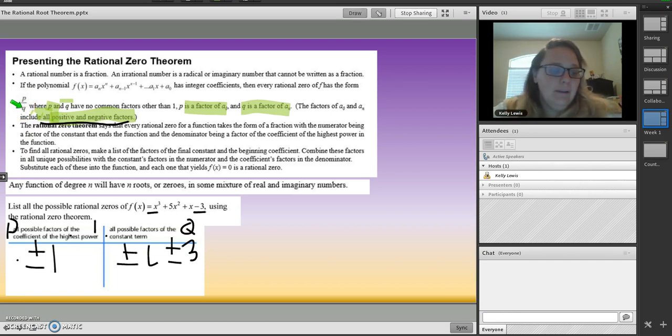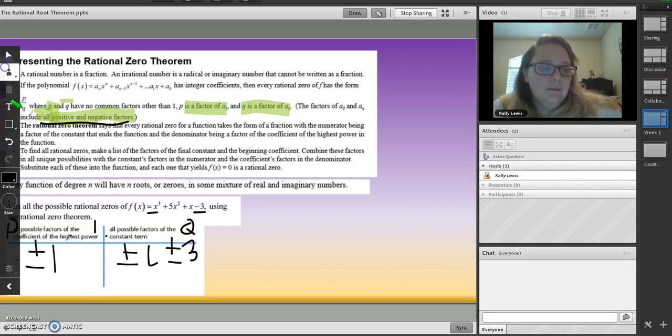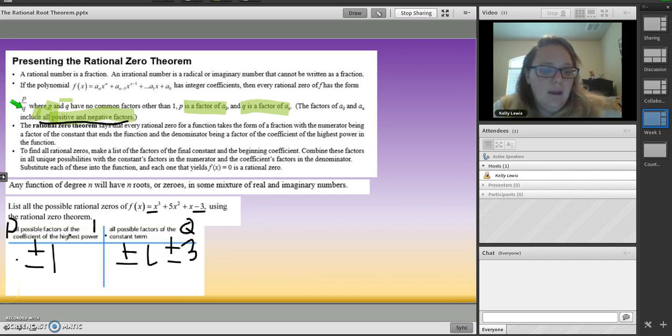Most math books call it P. The factors of the constant, this one, is P.